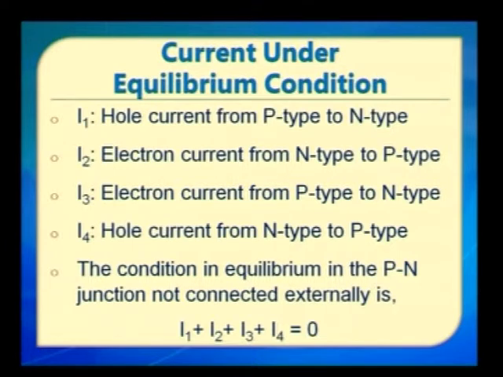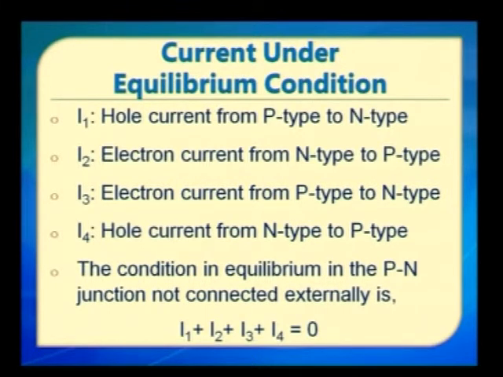In the p type the holes are majority carriers and the electrons are minority carriers. So, the electron current from p type to n type is I 3, and I 4 will be again the minority carrier current, that is due to the holes. So, I 4 will be the hole current from n type to p type.